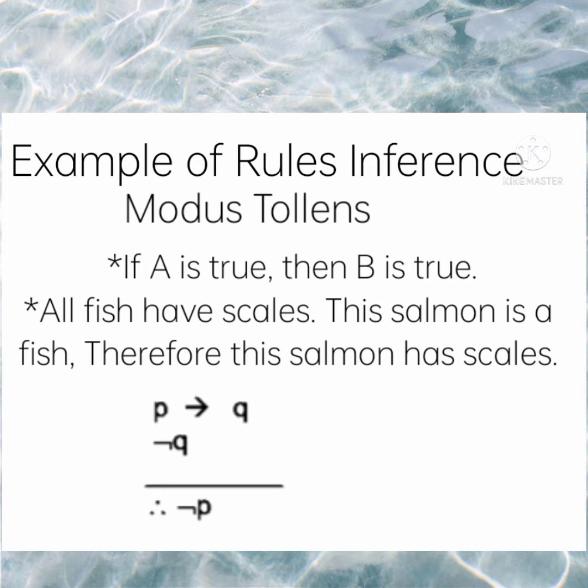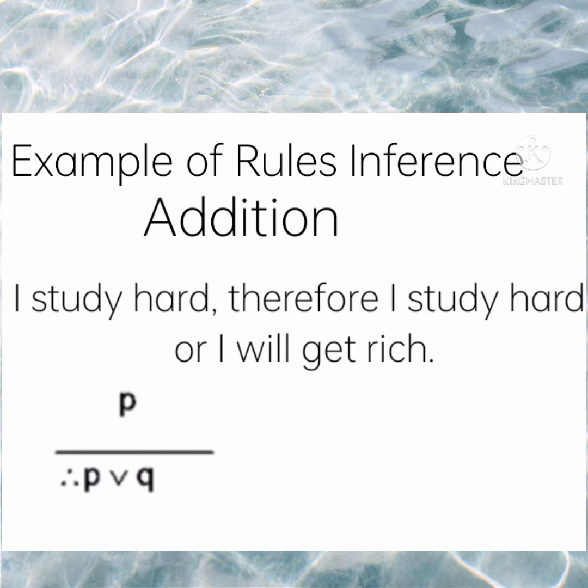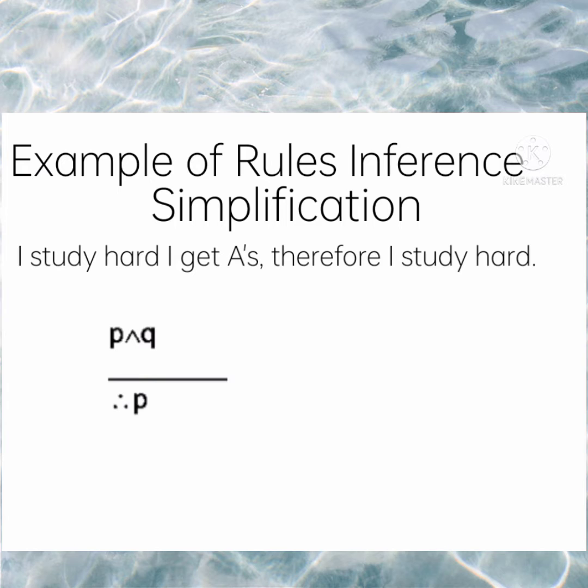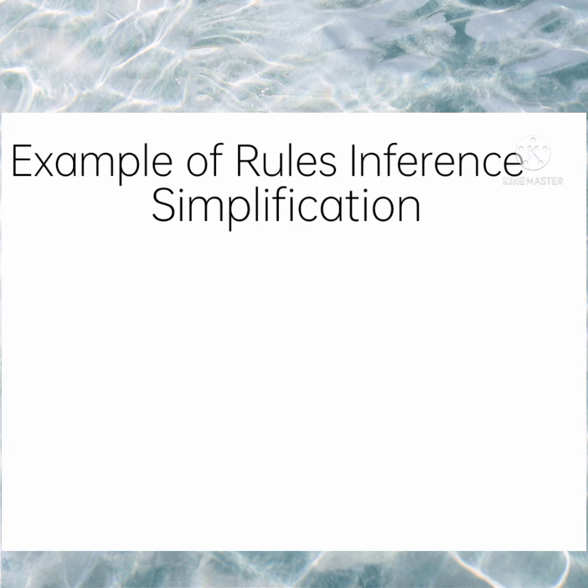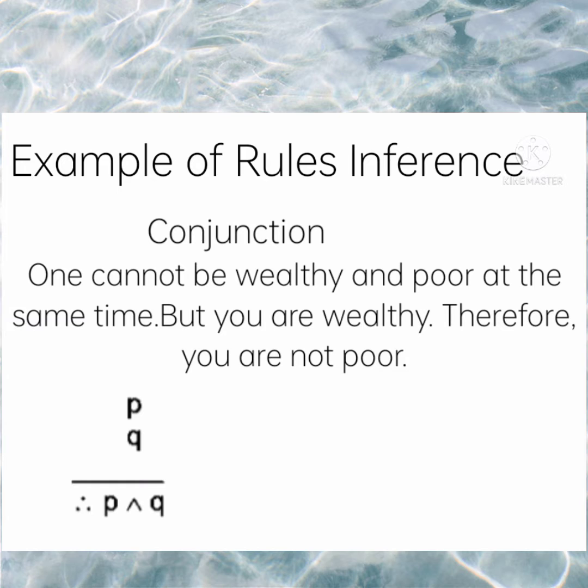Therefore, the salmon has scales. Example of the rule of inference, addition: I study hard, therefore I study hard or I will get rich. Example of simplification: I study hard and I get an A, therefore I study hard. Example of the rule of inference, conjunction: One cannot be wealthy and poor at the same time, but you are wealthy, therefore you are not poor.